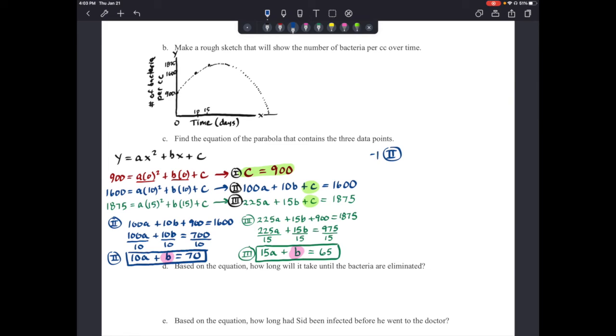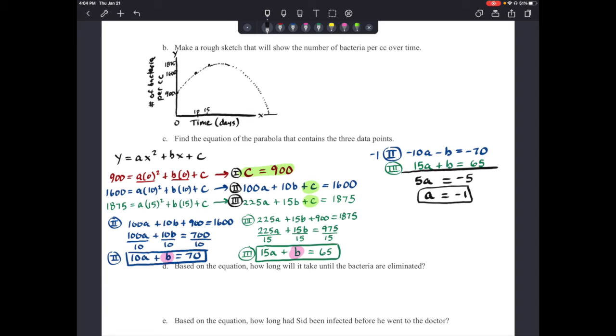Okay, so I'm going to have negative 10a minus b equals negative 70. And then I'm going to use my equation 3 just as it is: 15a plus b equals 65. Now we'll do our elimination. That leaves us with 5a equals negative 5, and therefore, dividing each side by 5, we get a equals negative 1.